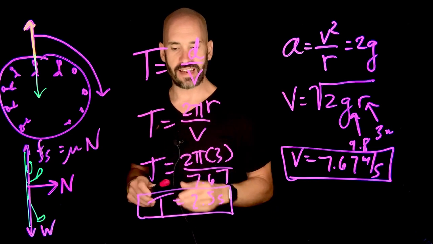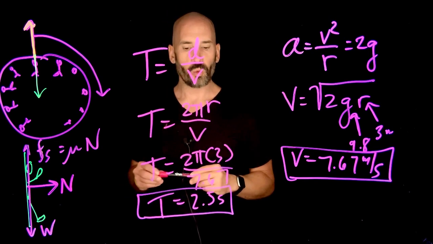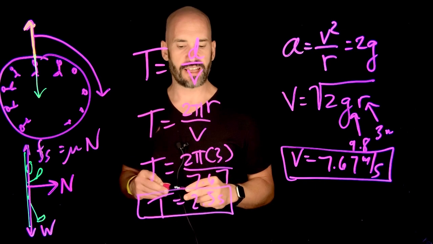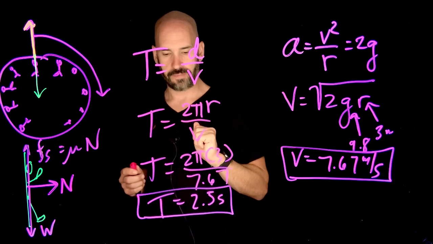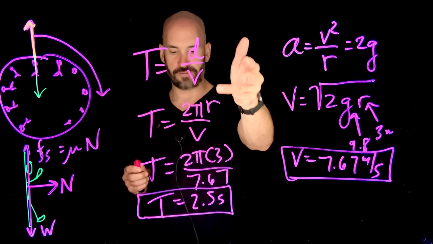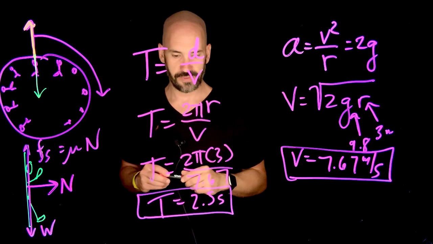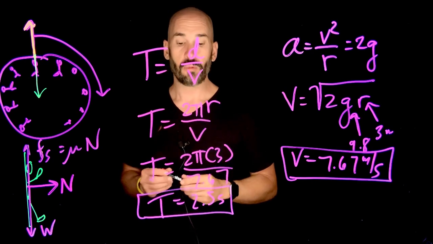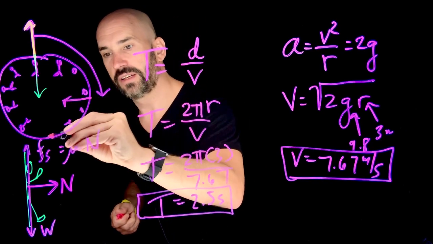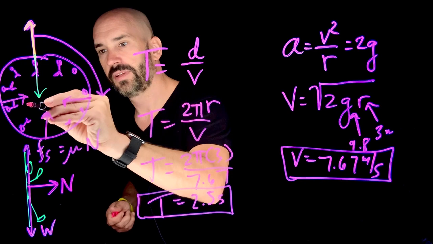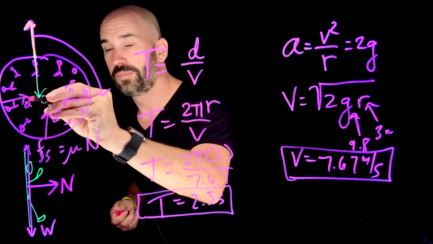If you guys could advance to the next slide, we have a misconception question. It says, which of the following point towards the center of a circle in uniform circular motion? A, the acceleration. B, the velocity, acceleration, and net force. C, the velocity and acceleration. Or D, the acceleration and net force. Well, we know that acceleration is always pointing inwards.